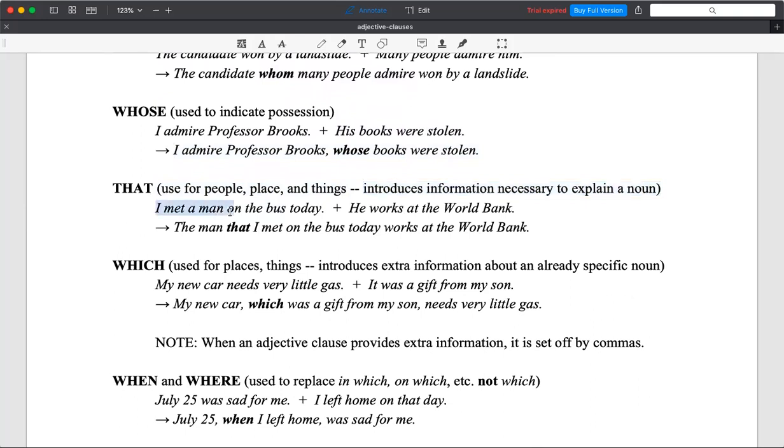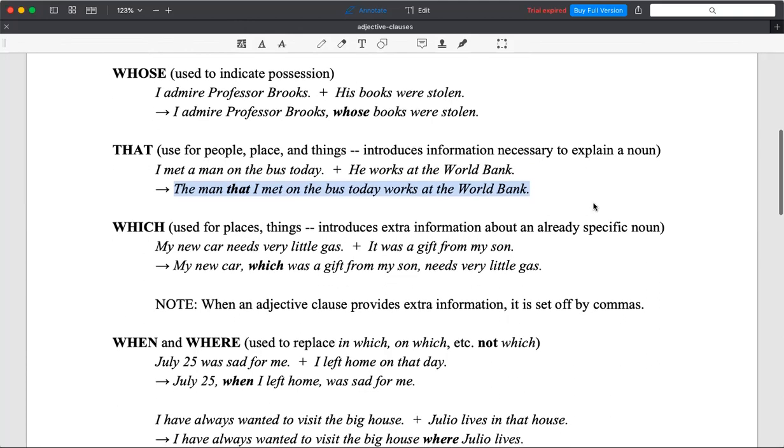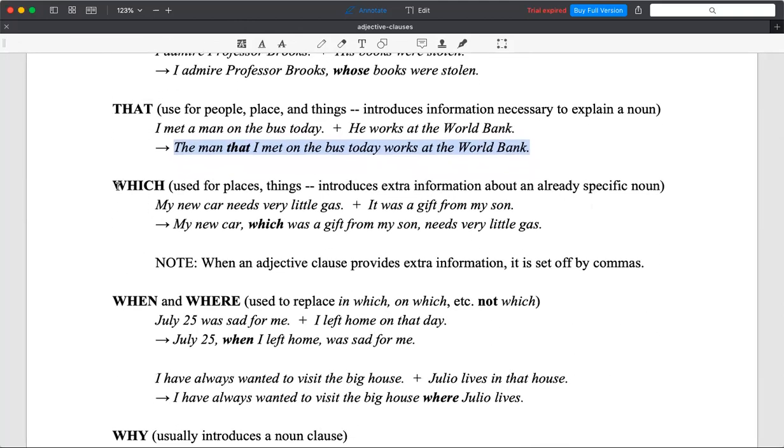For example, if I have a short sentence, I met a man on the bus today, and then my second short sentence is, he works at the World Bank. To combine these two, I say, the man that I met on the bus today works at the World Bank. So it is very important to use a wide variety of structures in order to have a higher score in your tests. And of course, it doesn't make your sentences boring.